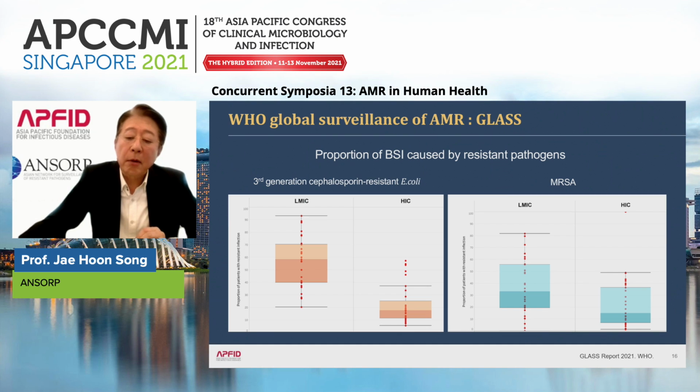GLASS provides the global outlook of current status of AMR in the regions and countries. For instance, it can analyze the current status of AMR based on the economic status of countries. In terms of BSI, low and middle-income countries showed higher prevalence of third-generation cephalosporin-resistant E. coli or MRSA than high-income countries.